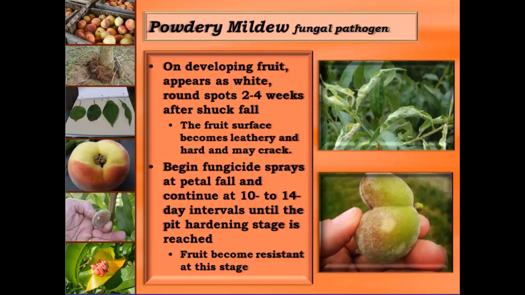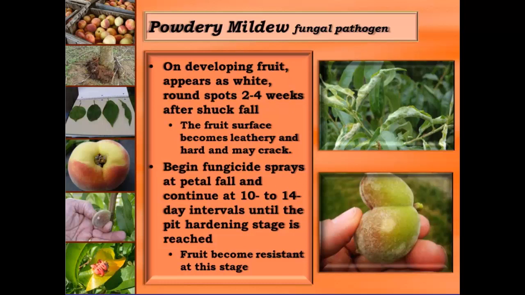And so we've had really high humidity and those night temperatures between the 70s and 80s. You're really going to be expecting this to come up, so you're going to want to start fungicide sprays around petal fall and continue on 10 to 14 day intervals. And usually the fruit becomes resistant to this once you're at the point of pit hardening. And again, that means when you open the fruit that you actually have a pit that is separate and solid.